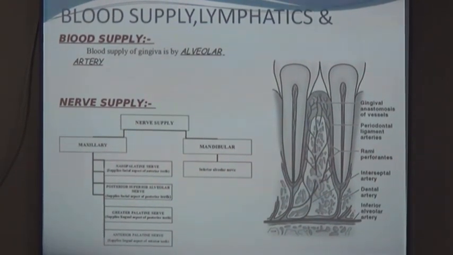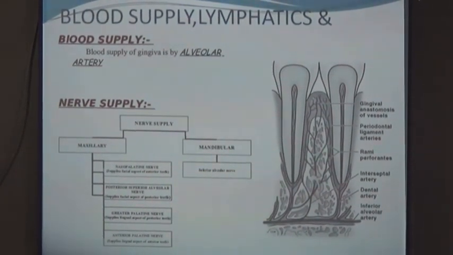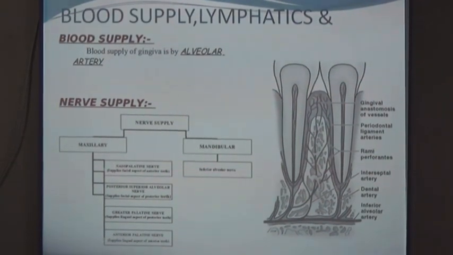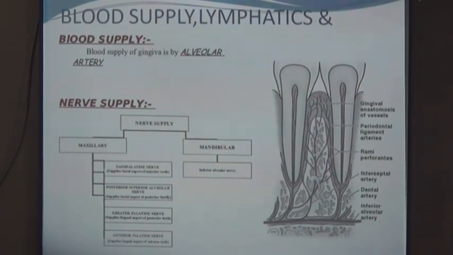You remember now? All these are for maxillary. In mandibular, the inferior alveolar nerve. Okay, inferior alveolar nerve for the mandibular. Is it okay? Blood supply and other things. Shall we go to the next slide now?